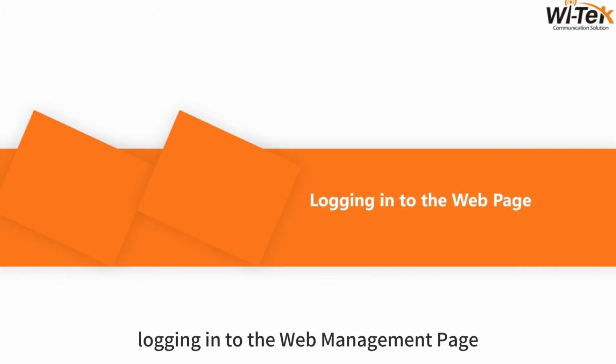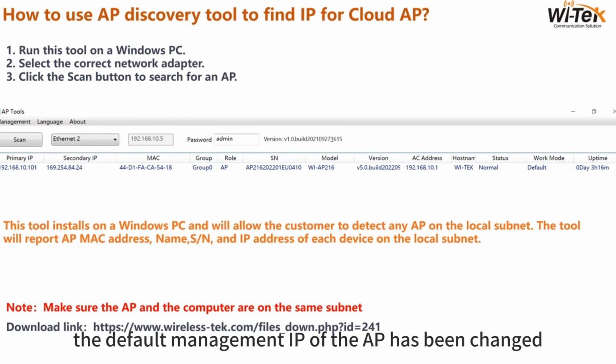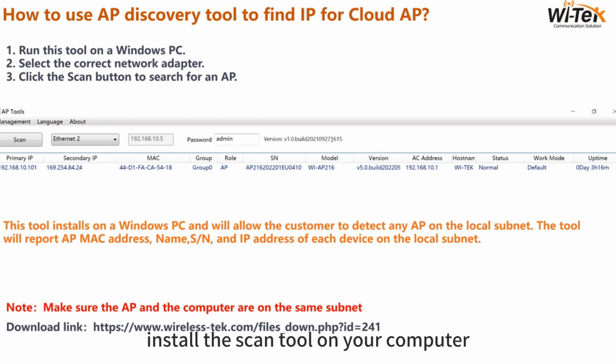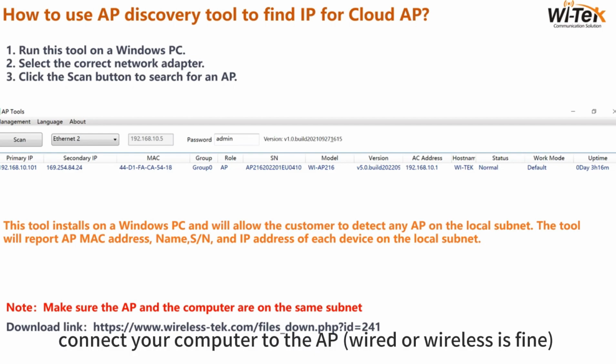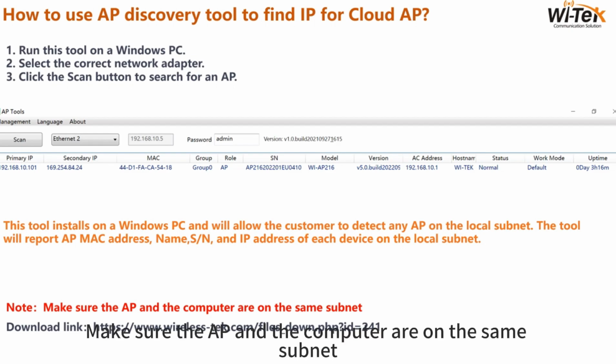Part 3. Log in to the web management page. Since the AP has been connected to the router, the default management IP of the AP has been changed, so you'll have to use the scan tool to scan the current management address of the AP. Step 1. Install the scan tool on your computer. Step 2. Connect your computer to the AP. Wired or wireless is fine. Step 3. Run the scan tool on your computer. Note: make sure the AP and the computer are on the same subnet.